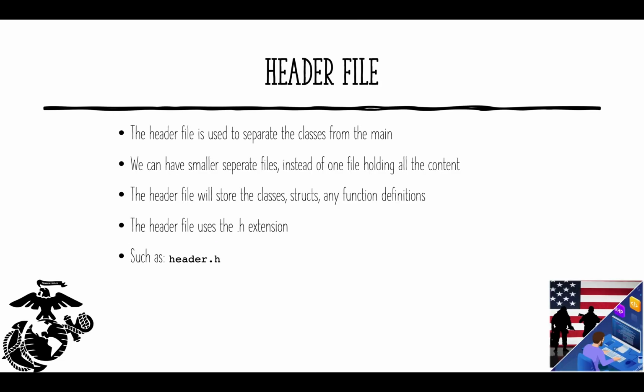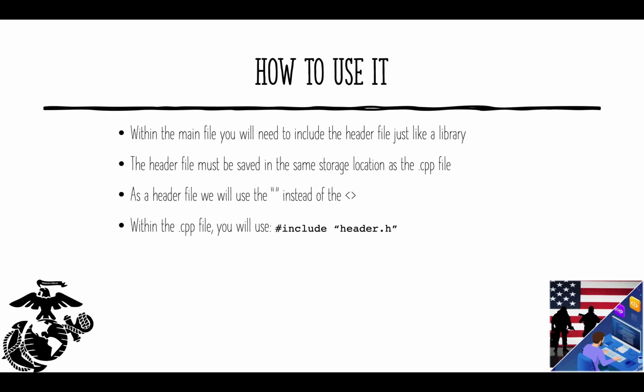So header files are used to separate the classes from the main. We do this to separate into smaller files instead of holding one file with all of the content. The header files will be used to store the classes, the structs, or any function definitions. The header file will use the .h extension, such as header.h.